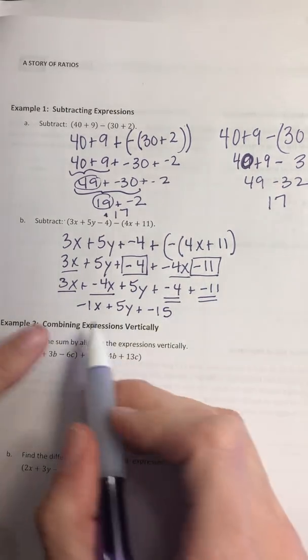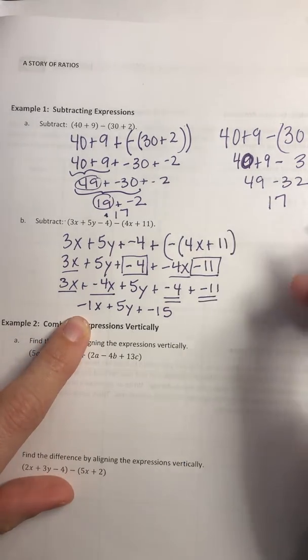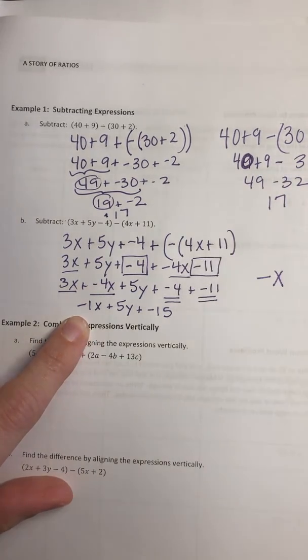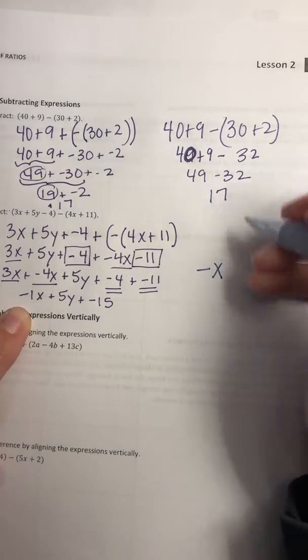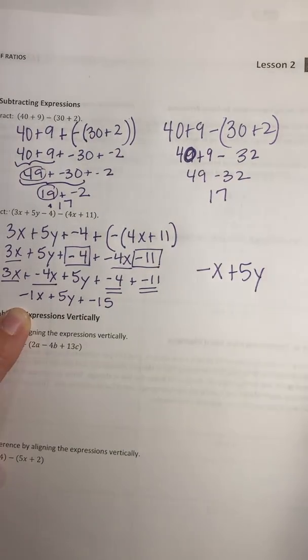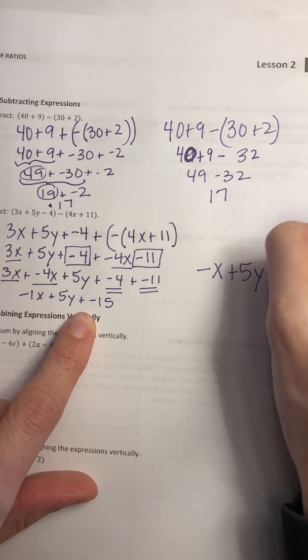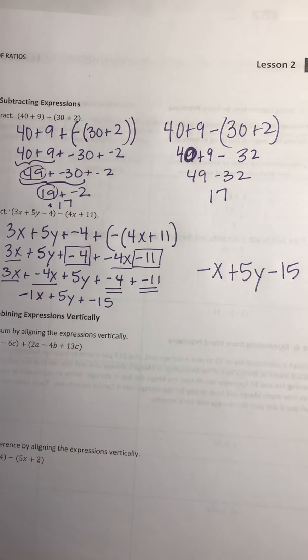When there's a coefficient of -1, I don't write the 1, so I would just write -x plus 5y minus 15, or plus -15 work just fine.